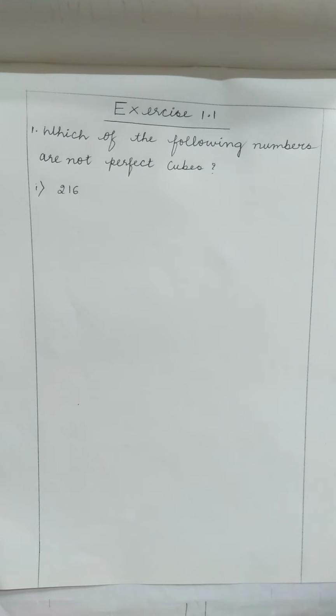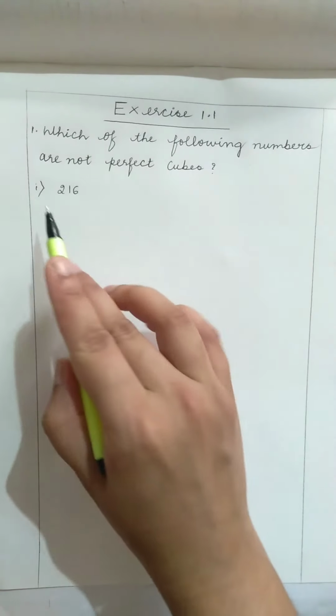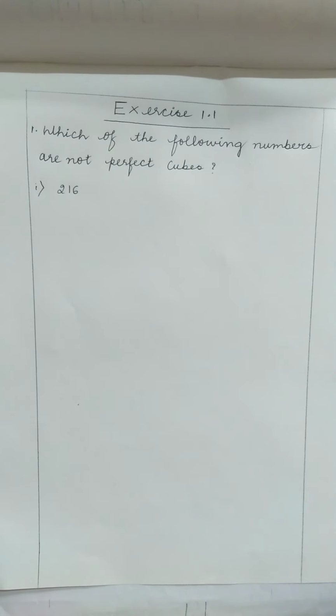Exercise 1.1, the first question: which of the following numbers are not perfect cubes? Perfect cube, we have studied, is a number which is multiplied by itself 3 times. In the question they have asked which are not perfect cubes. So to understand this concept, let us solve the first problem, 216.